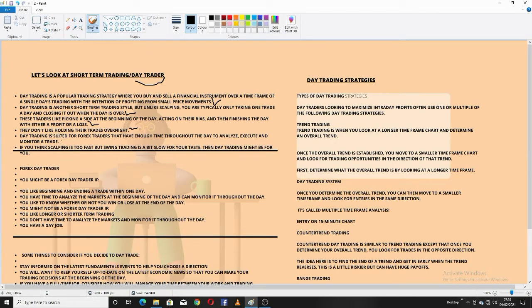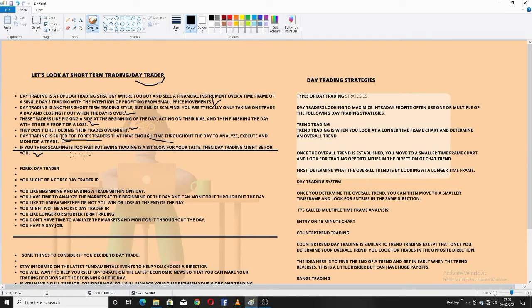Day trading is suited for forex traders that have enough time throughout the day to analyze, execute, and monitor a trade. So day trading is good if you have time to analyze, monitor, and then enter those trades. It's not good if you are busy, you are running a business, you are working, or you are a full-time student. It won't be good for you, because as a day trader you have to look at the market every 2 hours or 1 hour so that you can get your entries.